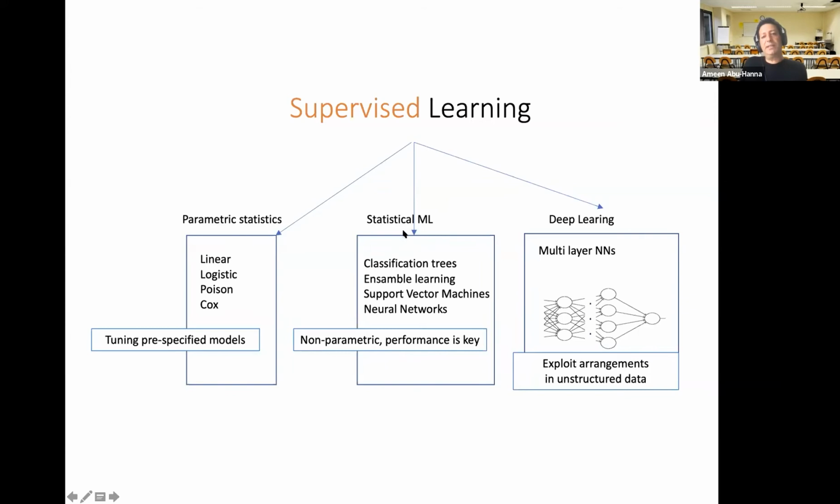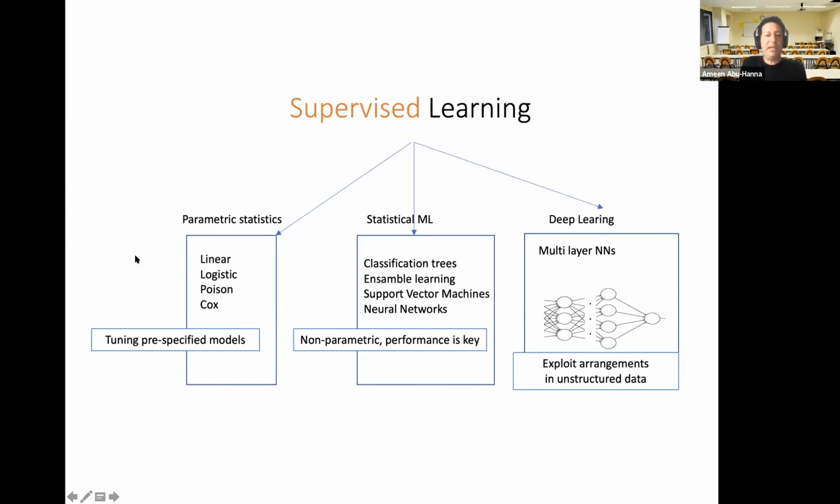When we talk about statistical machine learning techniques, we mean that they are more non-parametric. I don't tell you beforehand how many layers the neural network should have, or how many splits should be in the tree, and so forth. And we could even go further to deep learning, where you have many layers, and each layer tries to capitalize on something in the data.